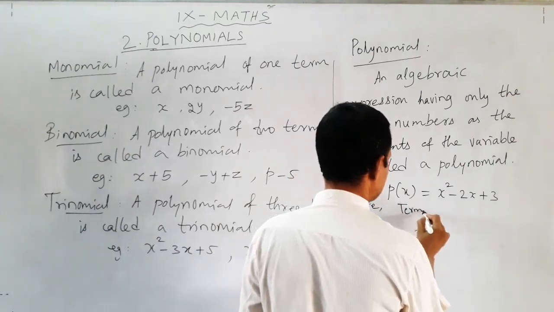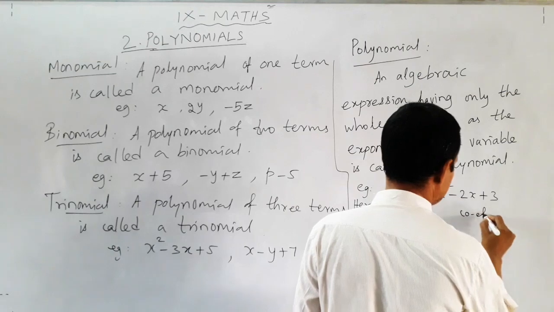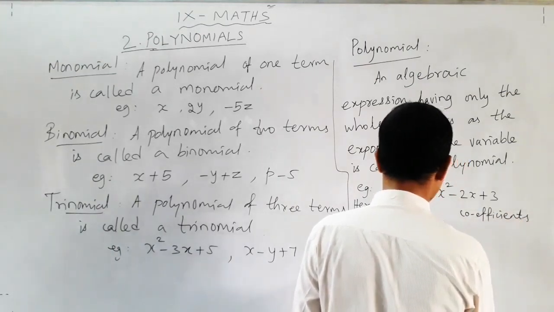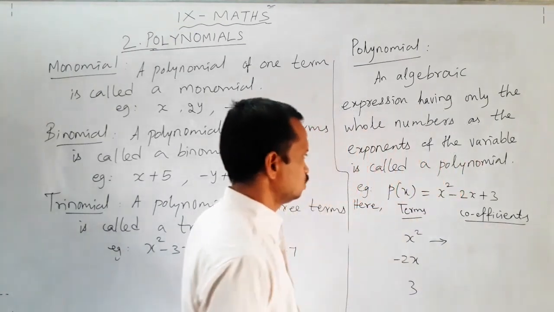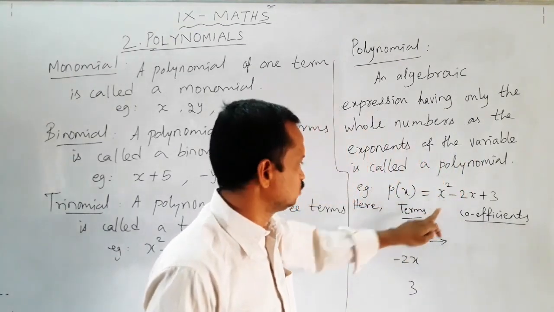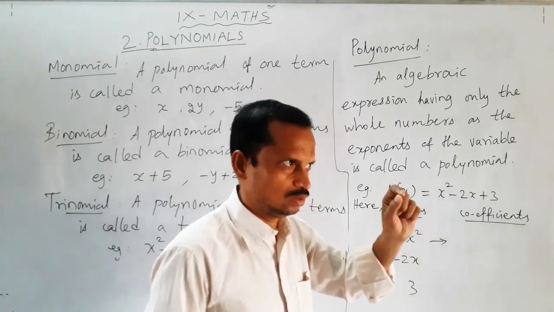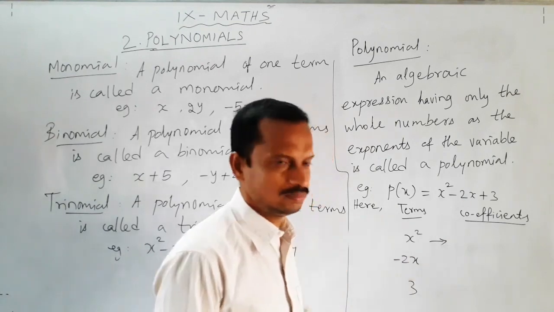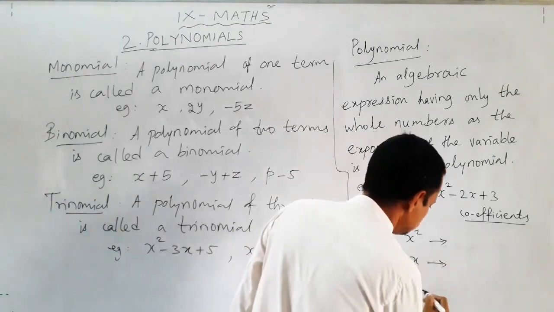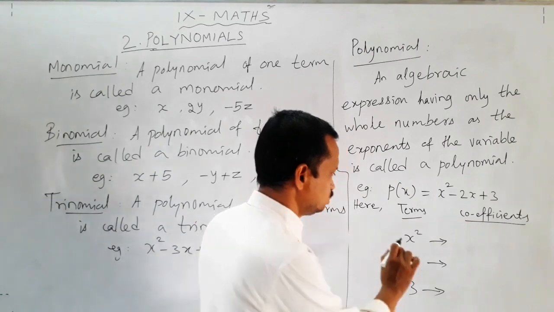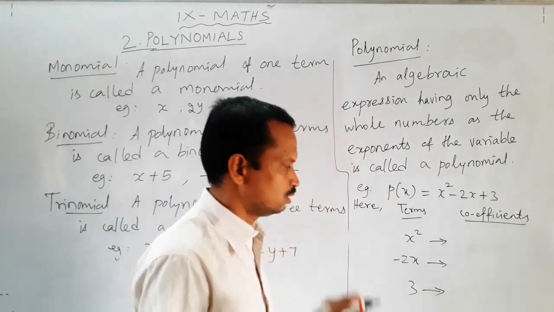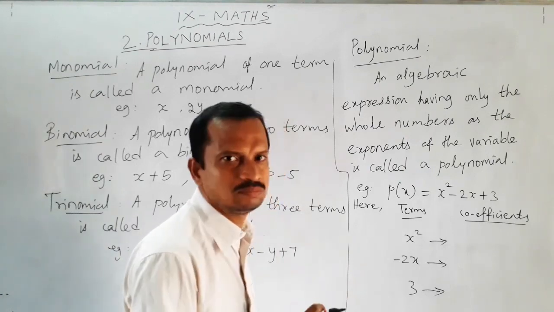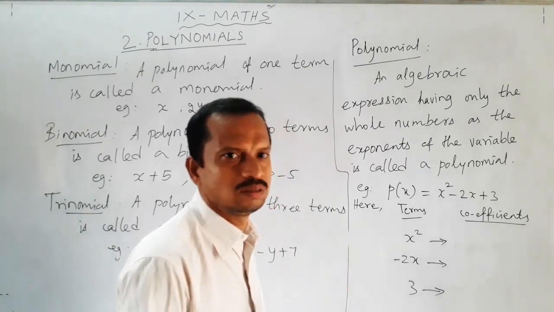You take this as terms, and here coefficients. You know that spelling, coefficients. Terms, coefficients. So what are the terms here in this polynomial? x square is one term, minus 2x. If minus is there, you have to take it along with the minus. So minus 2x and then 3. Okay. So you have to write the coefficients of all the 3 terms. So what is the coefficient of x square? 1. Coefficient means the numerical value of each term, around that variable.